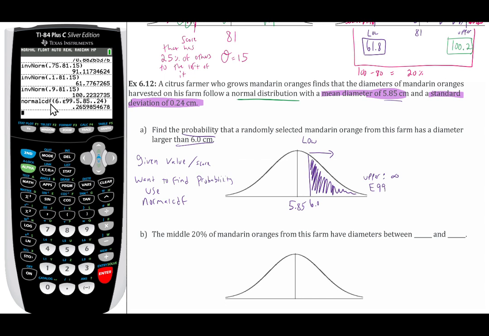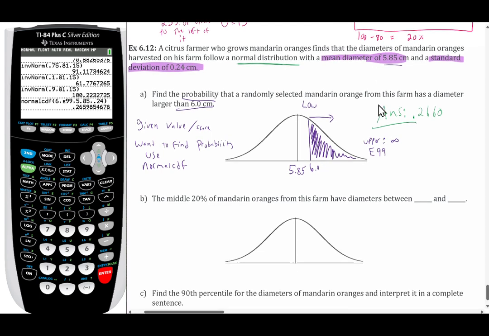Again, if you're using the older display calculator, not that big of a deal. The lower bound is 6, the upper bound is E99, comma, the mean is 5.85, comma, 0.24, and again, the comma button is above the 7. So we'll find that the answer here, the probability that a randomly selected mandarin has a diameter of 6.0 centimeters or more, will be 0.26598 or 0.2660. Always round to 4 decimal places unless you're told otherwise.